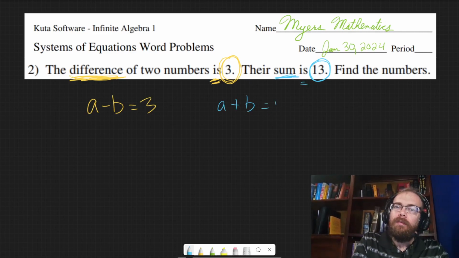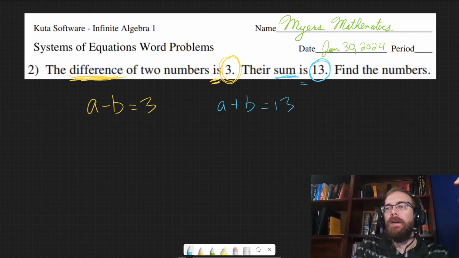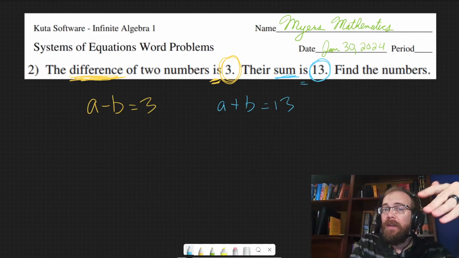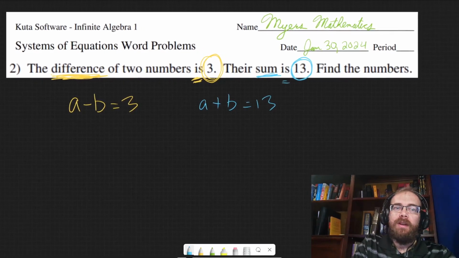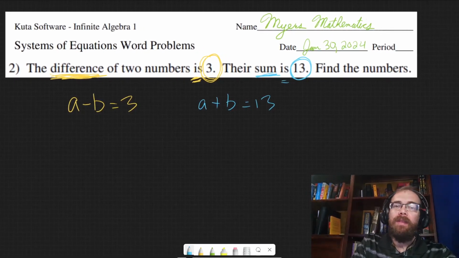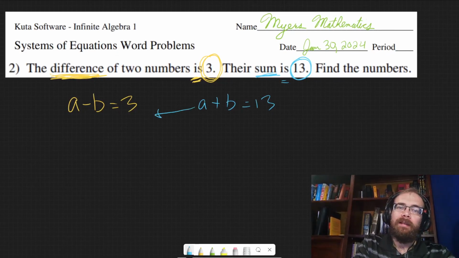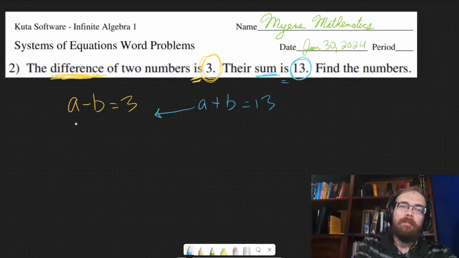a plus b is 13. Find the numbers. And again, it just says find the numbers, so don't overthink it. All we're doing is trying to figure out what's a and what's b. And these are actually already perfectly set up for the elimination method.